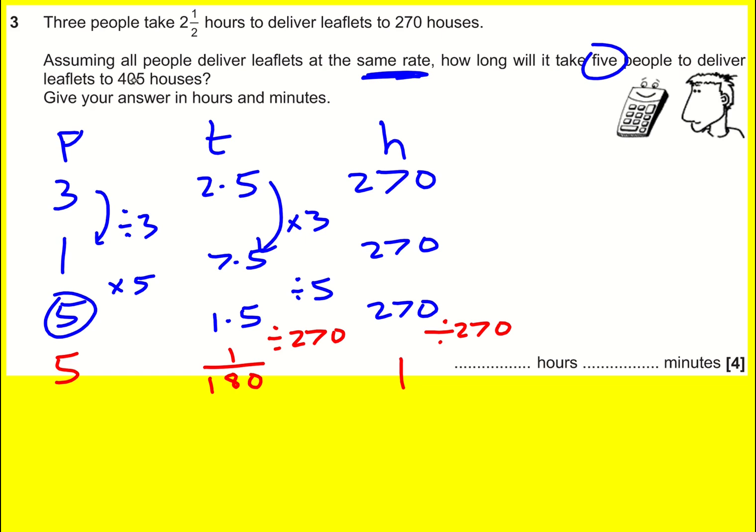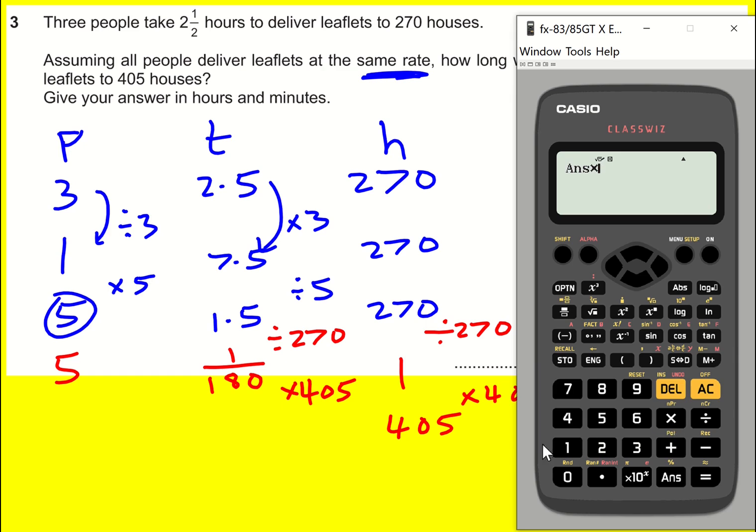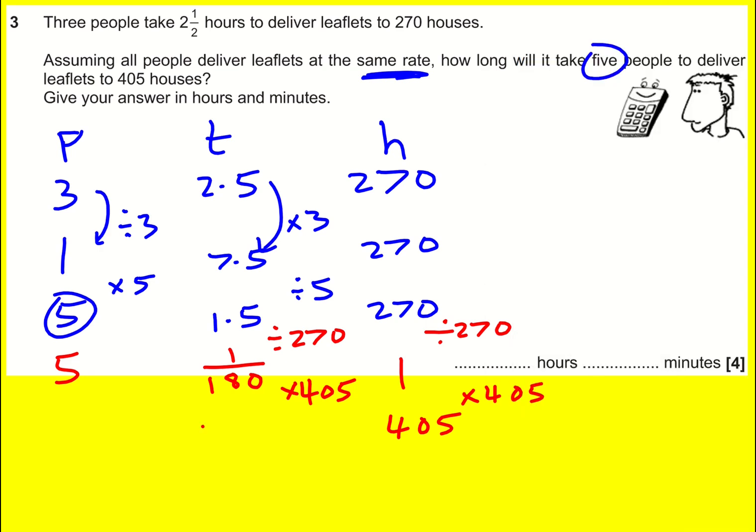But now it's the key thing, 405 houses. So I'm going to times by 405. So I'm going to times this one by 405. Let me do that again. Aha, this is much better, 2.25.